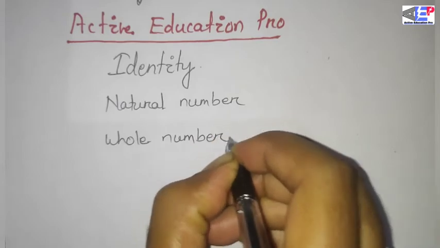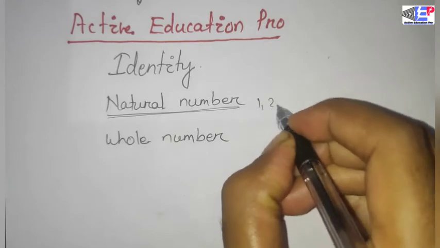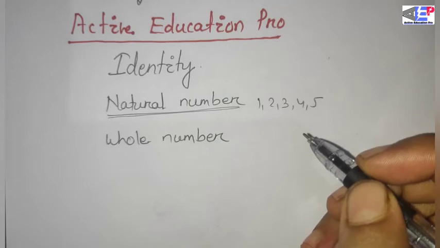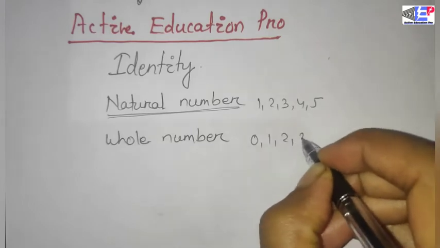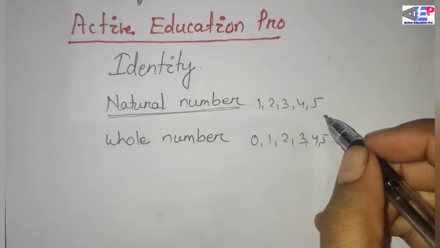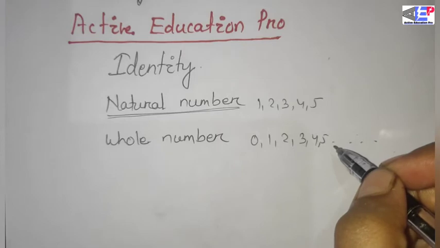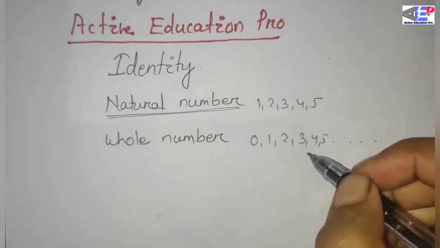Natural numbers are normally the counting numbers. When you count anything, we just start from 1. So 1, 2, 3, 4, 5 are all natural numbers, all counting numbers. But whole numbers start from 0: 0, 1, 2, 3, 4, 5 and onwards. You cannot find the greatest natural number or the greatest whole number, because when you add 1, it will be the next number. Every number has its next number. This is natural numbers and this is whole numbers.